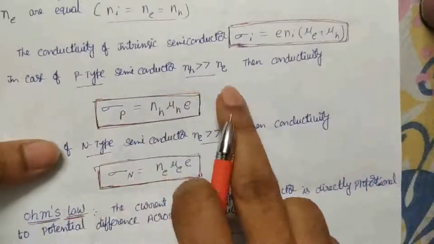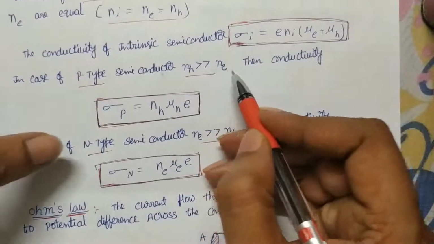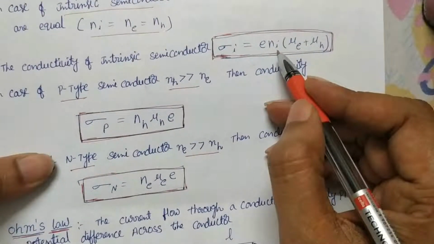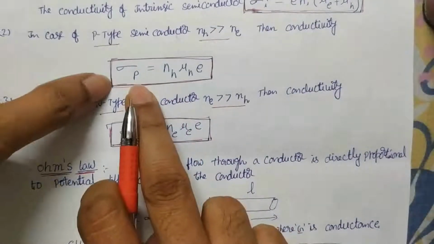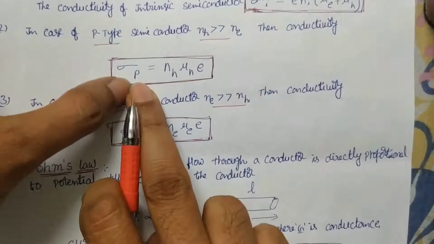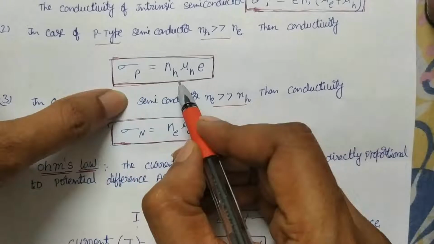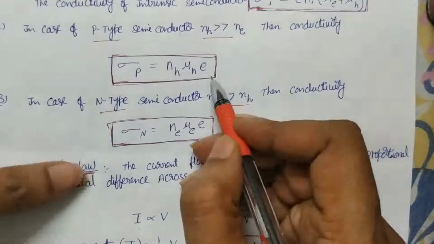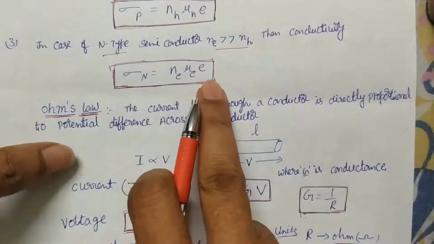Suppose you take p-type semiconductor, number of holes is much greater than number of electrons. So remove that electron number, take only the number of holes. So this you can put 0. Then in that case what do you get? Sigma p is equal to, that is positive type semiconductor. That's why they mention here sigma p. In p-type semiconductor, the conductivity is number of holes per unit volume into mobility of hole into charge. In n-type what do you get? Number of electrons into mobility of electron into charge we get.